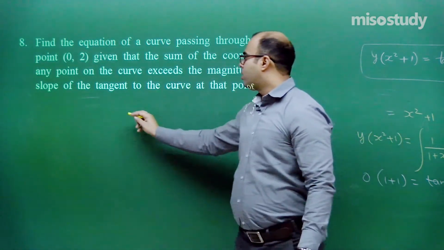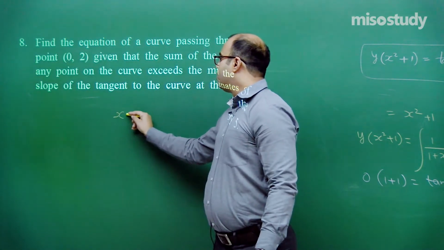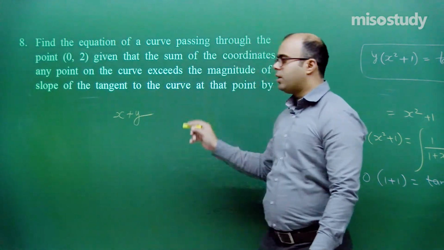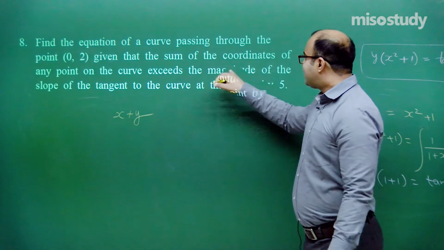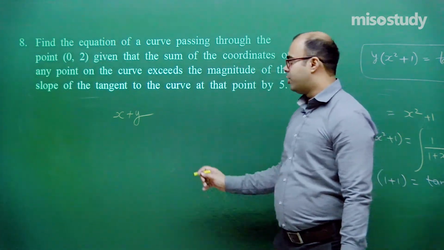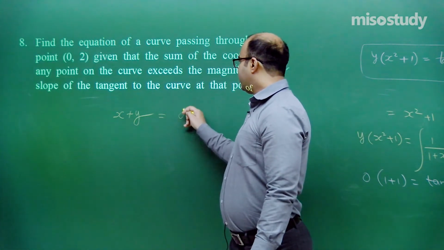What are the points on the curve? Variable point x and y. What are their sum of coordinates? x plus y exceeds the magnitude of slope of the tangent. What is the slope of the tangent?